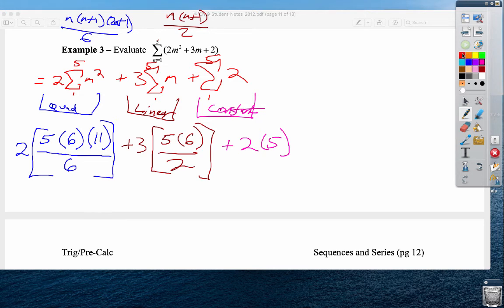Okay, now I'm going to put them together. And I like to do this because, watch how easy. 2 times 5 times 11. 10 times 11 is 110. And then I like to do, this is 6 divided by 2 is 3 over 1. 3 times 5 is 15 times 3 is 45. And then plus 10. And I get 110, 155, 165.